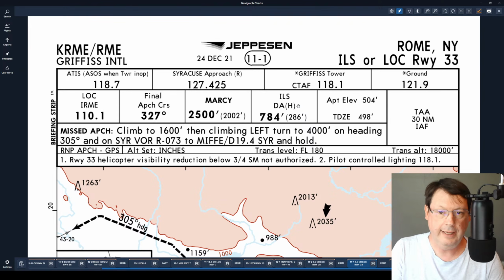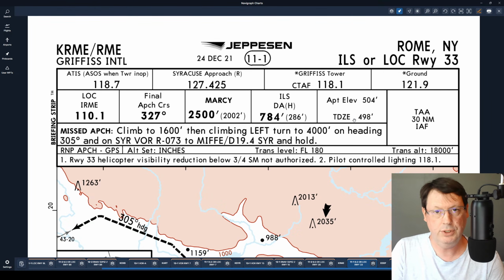This ILS DA is your decision altitude on the ILS approach, and this is always going to show you this. So there's multiple minimums for this approach. This section is always going to show you the lowest minimum for this approach, which is 784 feet MSL, mean sea level, which is what you're going to see again in your altimeter, but it's 286 feet above the ground. So for example, here you can see 2,500 feet is 2,002 feet above the ground. And right here, you're going to see your airport elevation, which is 504 feet.